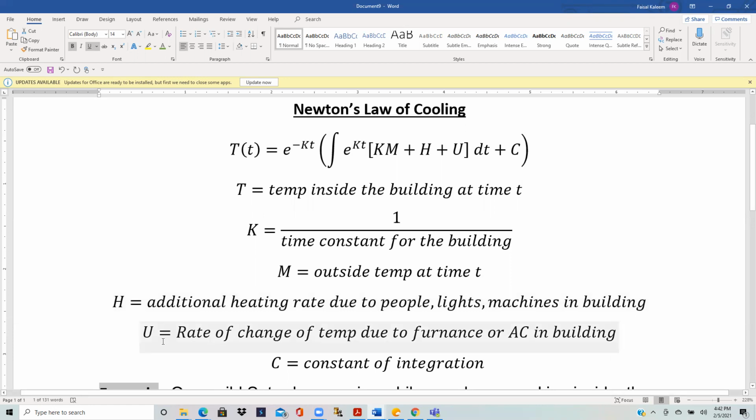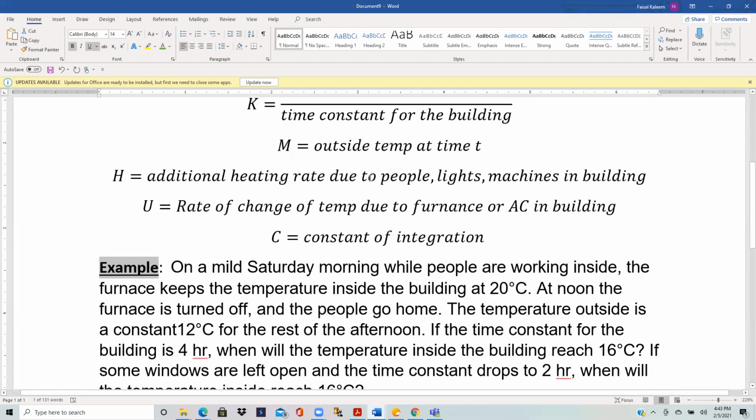And then U is equal to the rate of change of temperature due to furnace or AC in the building. And that's also something which was missing. We took a very simplistic thing where you just place a hot or a cold object in some surroundings. So now we are considering more factors, and this is therefore more general than the earlier version that you studied. And C is the constant of integration. Okay, so now let's look at this example.